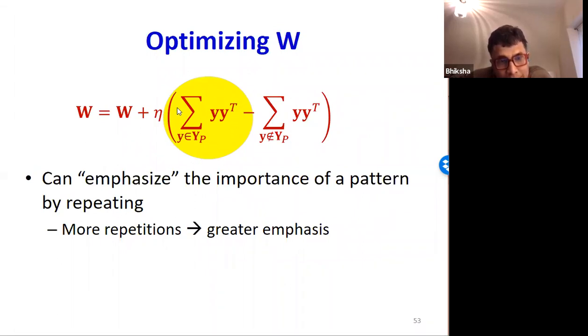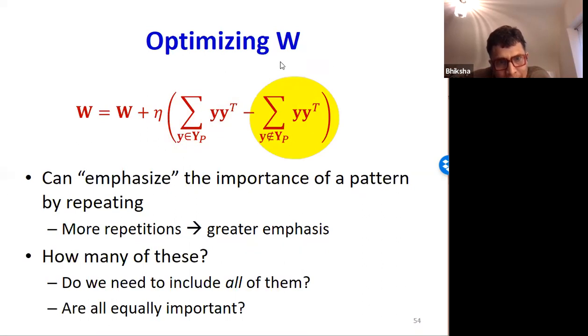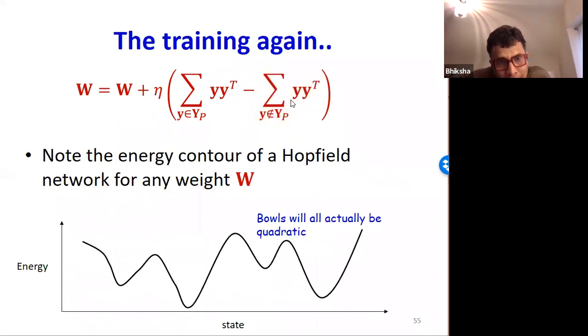I can emphasize that not all patterns are equally important. So I can emphasize the importance of a pattern by repeating some patterns. In this summation, I can present all of the patterns I want to remember, and the more important patterns could be presented more times, right? Here, I have to sum over all of the patterns, but do I really need to sum over all of the patterns? That is the question. And the answer is not necessarily, right?